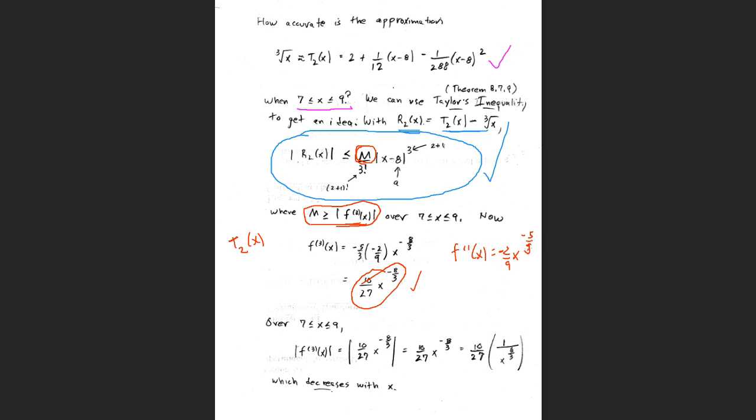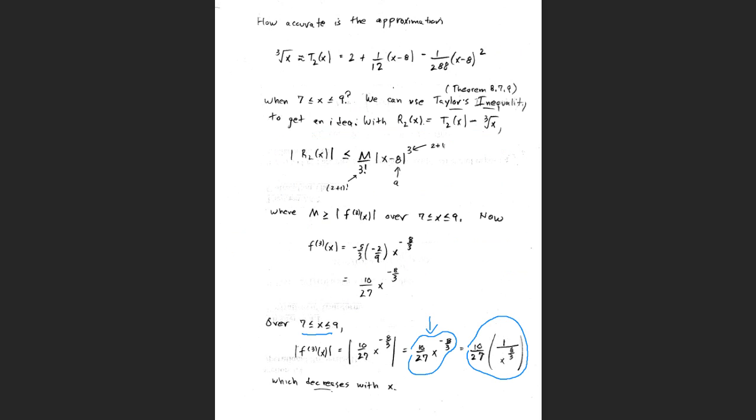Okay, so now we need to examine this third derivative. We need to study it. Well, if x is between 7 and 9, then the absolute value of the third derivative is itself the third derivative because x is positive. And so the absolute value of the third derivative will be 10/27 times x to the negative 8/3 power. But that can be thought of as 10/27 times 1 divided by x to the 8/3 power.